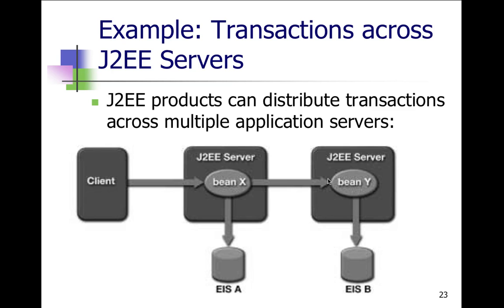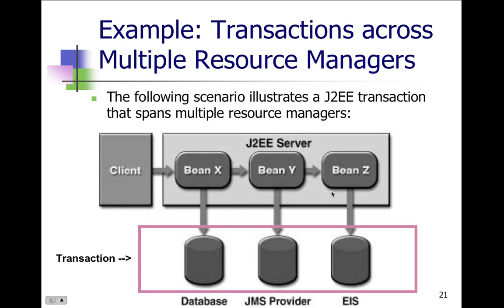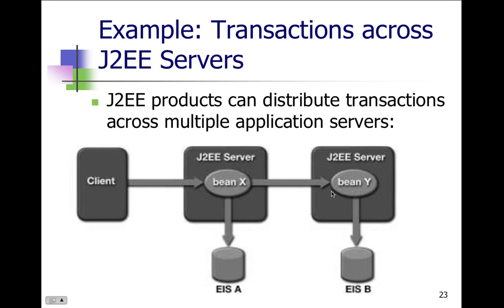Here's a transaction across Java 2 EE servers. So the products can distribute transactions across multiple application servers. So here's the client, and the client's going into one server, and into another server. The difference here is instead of putting it all on one server, we have it on multiple servers. So we tiered it out, which just means we've separated it out. It's going to run pretty much the same in terms of its connectivity and involvement. The only thing different is we have multiple servers.